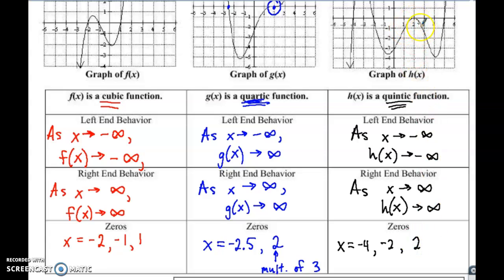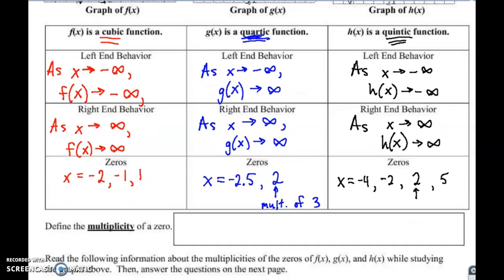Kind of like a quadratic, a parabola. It just goes up and touches that axis. That's also a clue for a multiplicity. And I also want to mention x equals 5, it looks like, if I'm reading the graph correctly. Now that x equals 2 having a multiplicity, you know how I mentioned it's sort of like a quadratic, a parabola? That's your clue that it's an even multiplicity, in this case a multiplicity of 2.